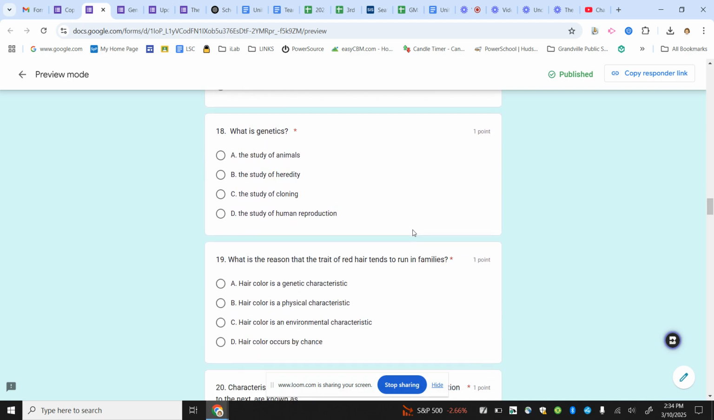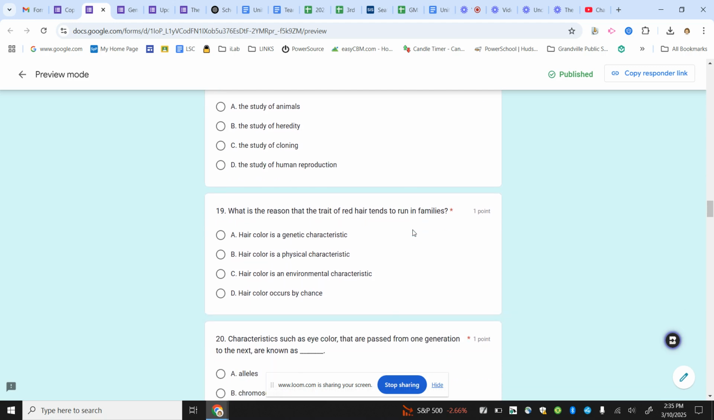Number 18, what is genetics? A, the study of animals. B, the study of heredity. C, the study of cloning. D, the study of human reproduction.